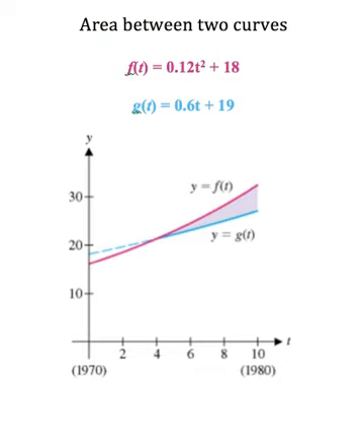In Calculus 1, you learned that the integral can solve for the area under a curve down to the x-axis, provided the curve is always above the x-axis. To find the area between two curves, we need to integrate both of the functions. f(t) is equal to 0.12t squared plus 18, and g(t) is equal to 0.6t plus 19. But then what do we do?